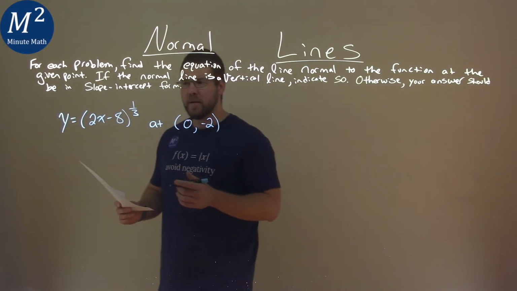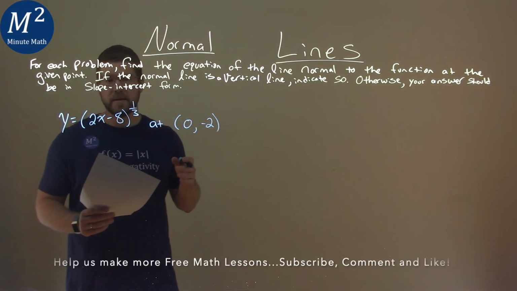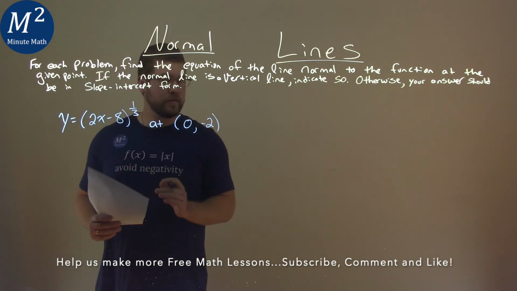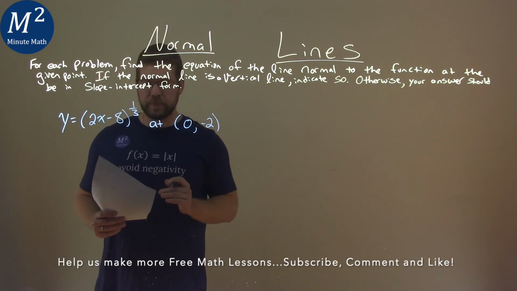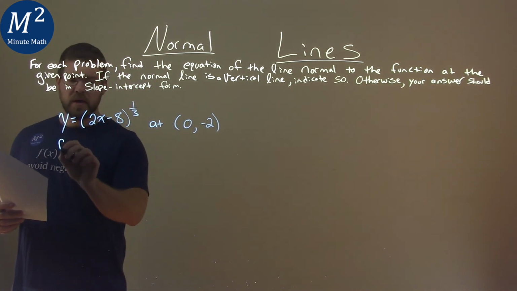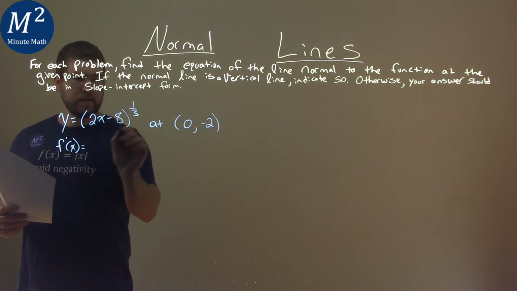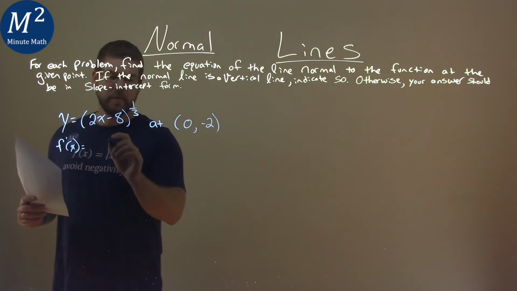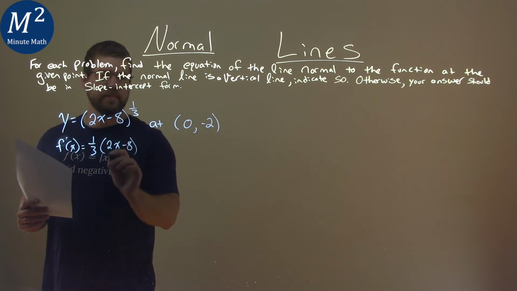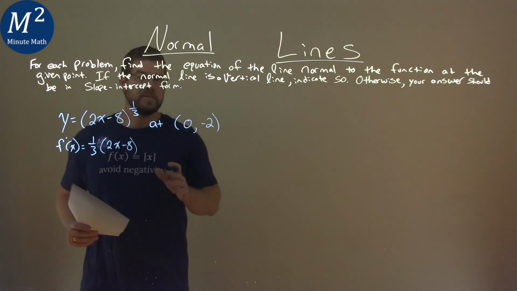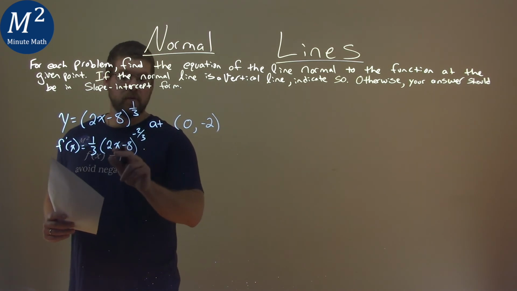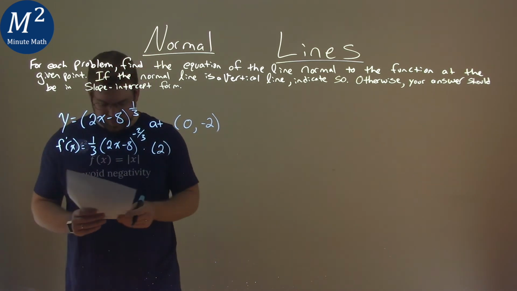We're given this problem right here, y = (2x - 8)^(1/3), and we want to find the equation of the line normal to this function at (0, -2). Now our journey first has us take the derivative of our function. Let's call it f'(x), and it's equal to, the power rule, 1/3 comes down, and we have 2x - 8 on the inside here. Now the exponent 1/3, we subtract 1 from it, we have a negative 2/3 here. Multiply that by the derivative of the inside, which is 2.